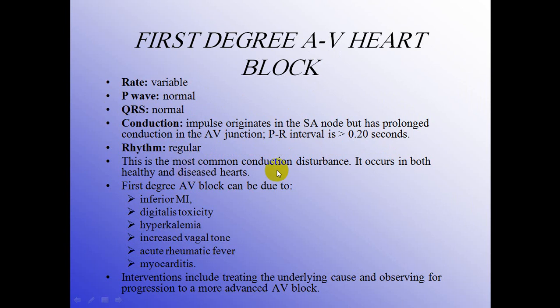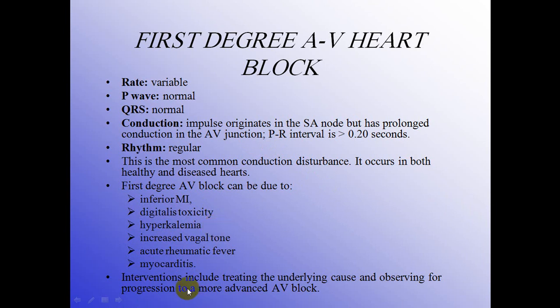This is the most common conduction disturbance. It occurs in both healthy and diseased hearts. First degree AV block can be due to myocardial infarction, especially inferior, digitalis toxicity, hyperkalemia, increased vagal tone, acute rheumatic fever, myocarditis. Just one point: if you remember, in every dysrhythmia we mentioned digitalis toxicity. Digoxin toxicity can cause any type of arrhythmia except sinus tachycardia, because it causes AV nodal block, so it does not cause sinus tachycardia.